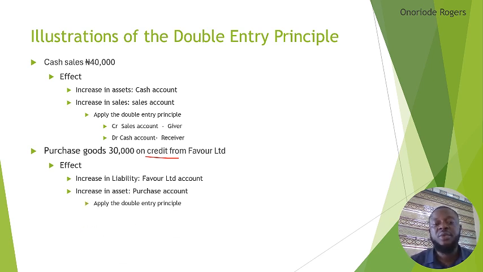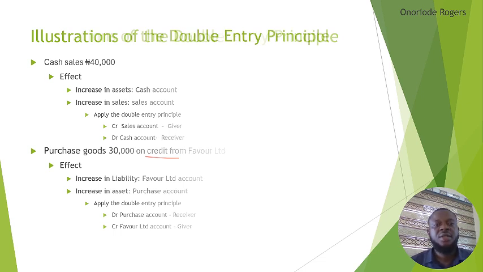So applying the voluntary principle, being that we are receiving the assets, which is purchase, we are going to debit purchase account, and being that we are indebted to Favor and we are going to pay at a future date, we are going to credit Favor's account because Favor gave us the goods, they are the giver. Favor account is the giver, while our purchase account is the receiver. As you can see on the screen, debit purchase account, which is the receiver, then credit Favor account, which is the giver. That shows that we are indebted to Favor Limited.